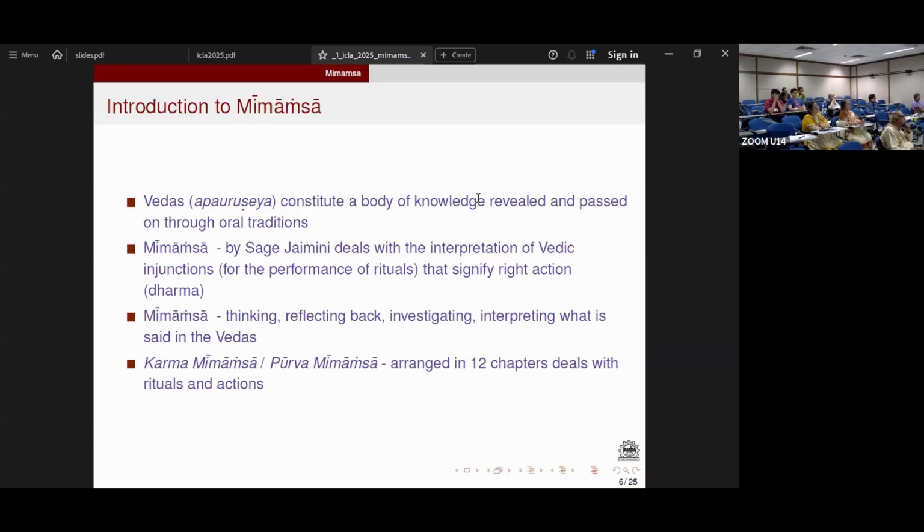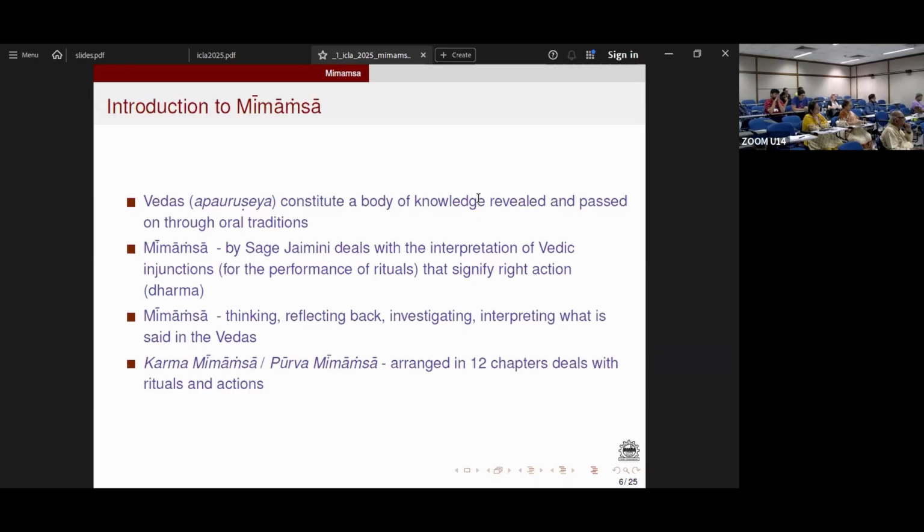So Mīmāṁsā, the word basically means Mātum Icchā, Mīmāṁsā. Basically it's about trying to understand, to think about it, to reflect, to investigate, to interpret what is said in the Vedas. So that is the idea of this particular theory of Mīmāṁsā.